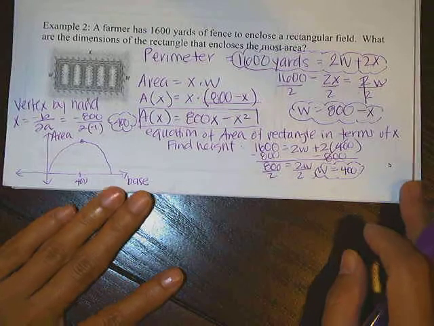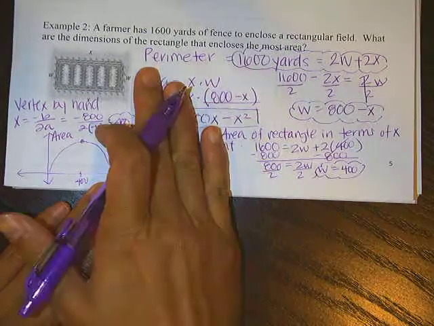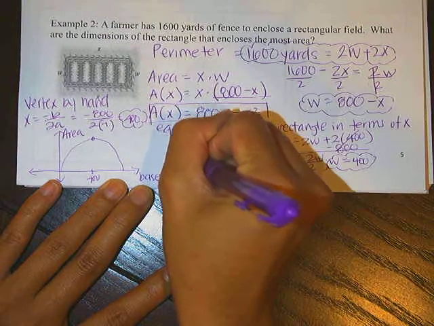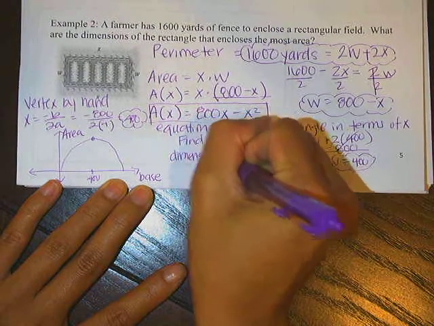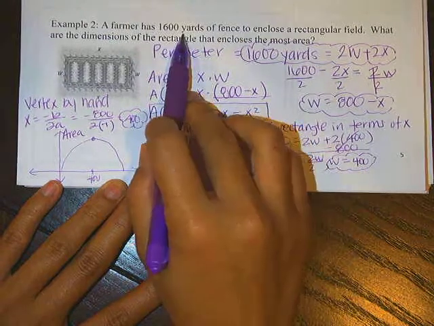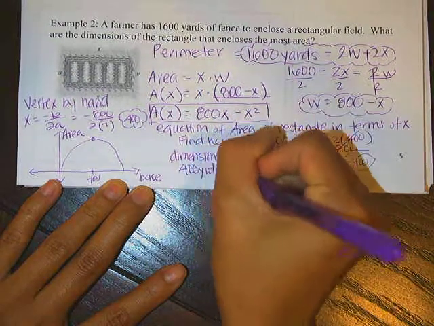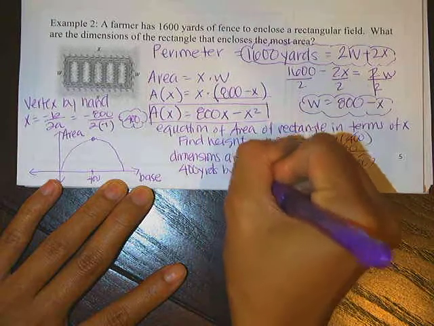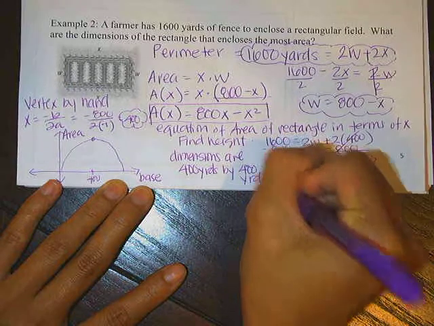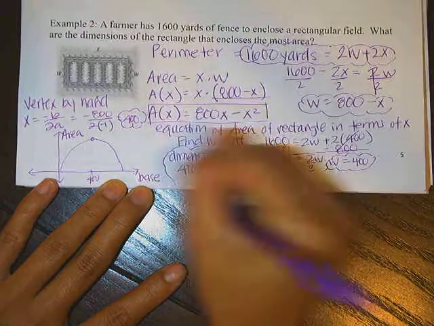Okay, and a square is also a rectangle, so we now have to write the answer. Dimensions are 400. You need to give me the unit of measurement, so 400 yards by 400 yards. So this is my final answer right here.